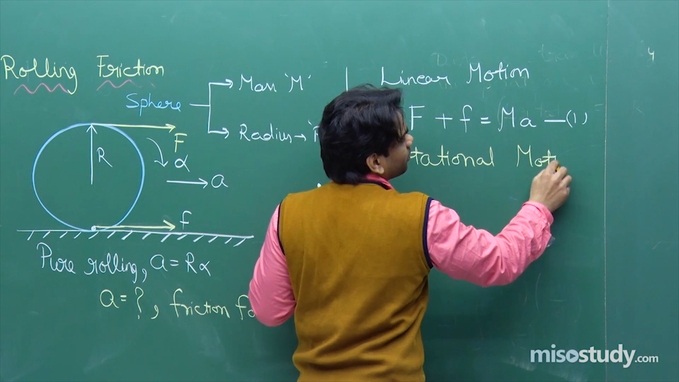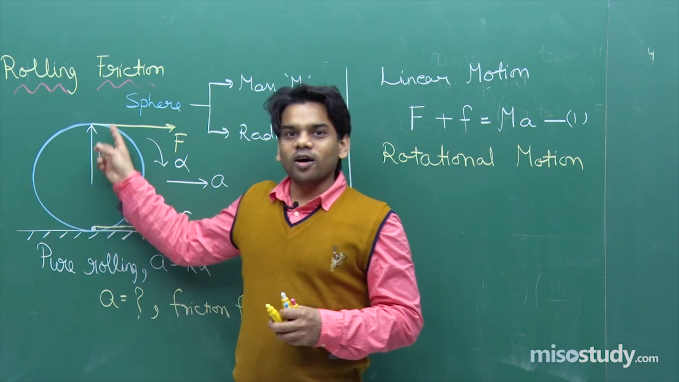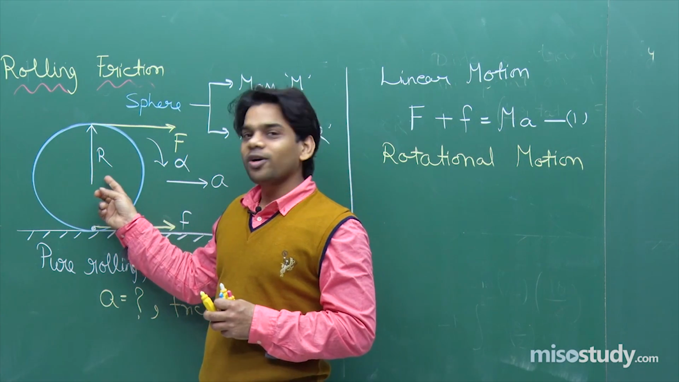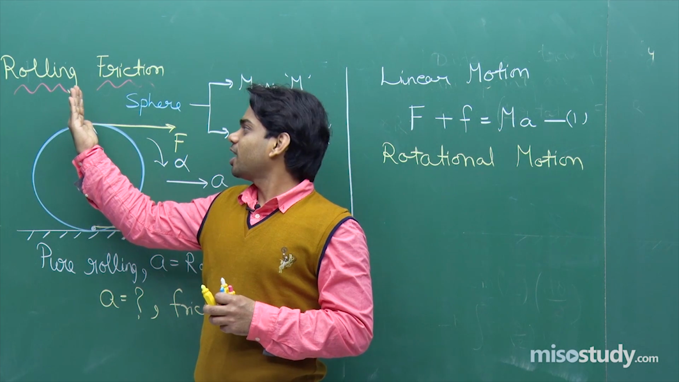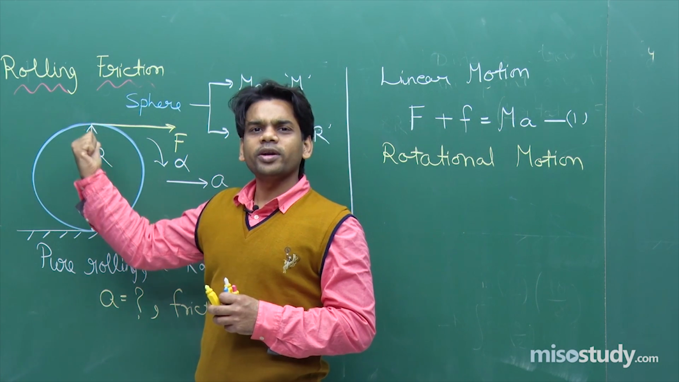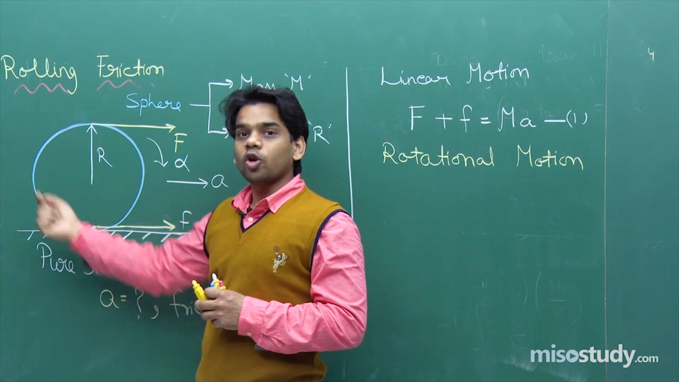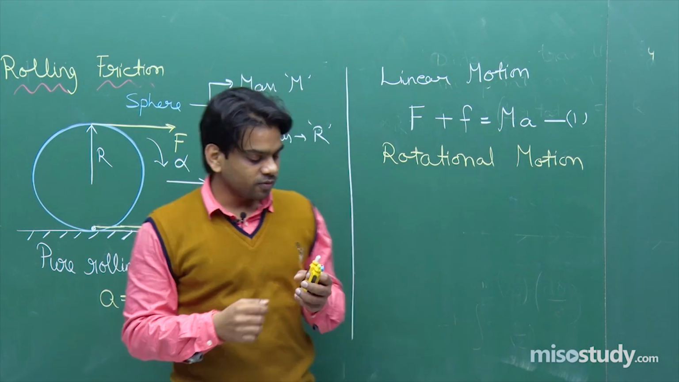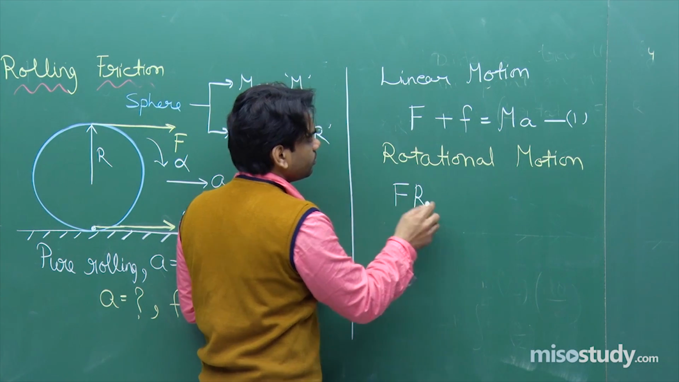Rotational motion equation: the capital F force which is acting gives a torque, R cross F. If I take R in this direction, my fingers point this way and I curl them, my thumb points into the plane of the board, so this torque is in the clockwise sense. Let me take it as positive. So F into R will be the first term.